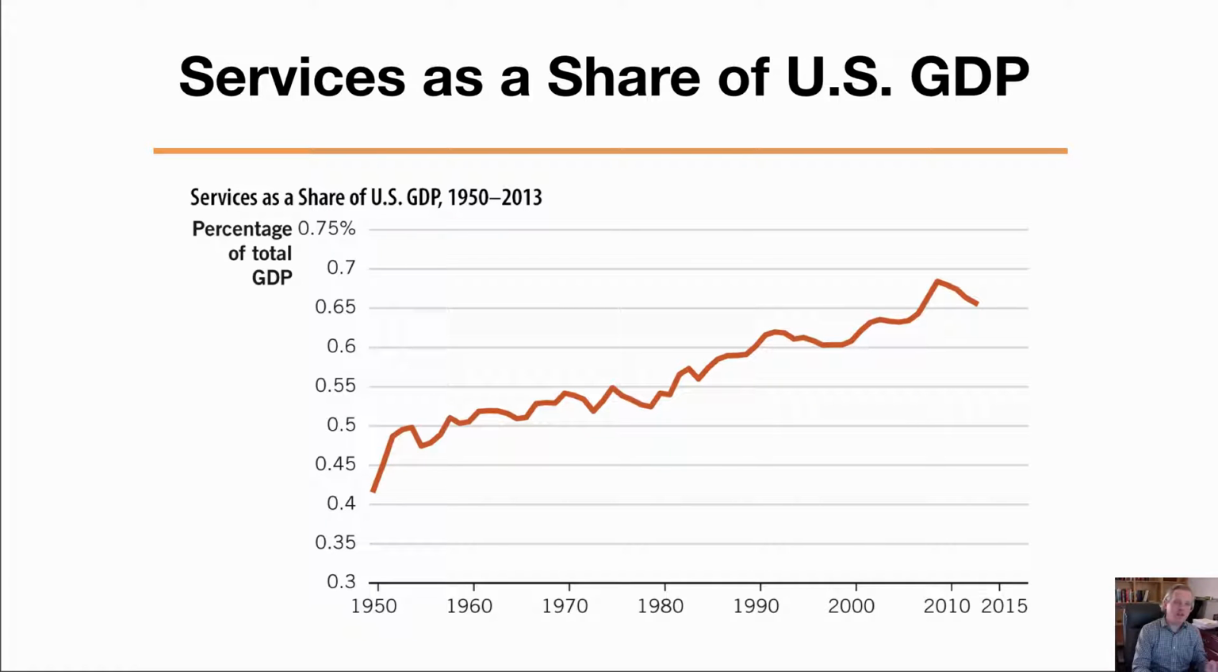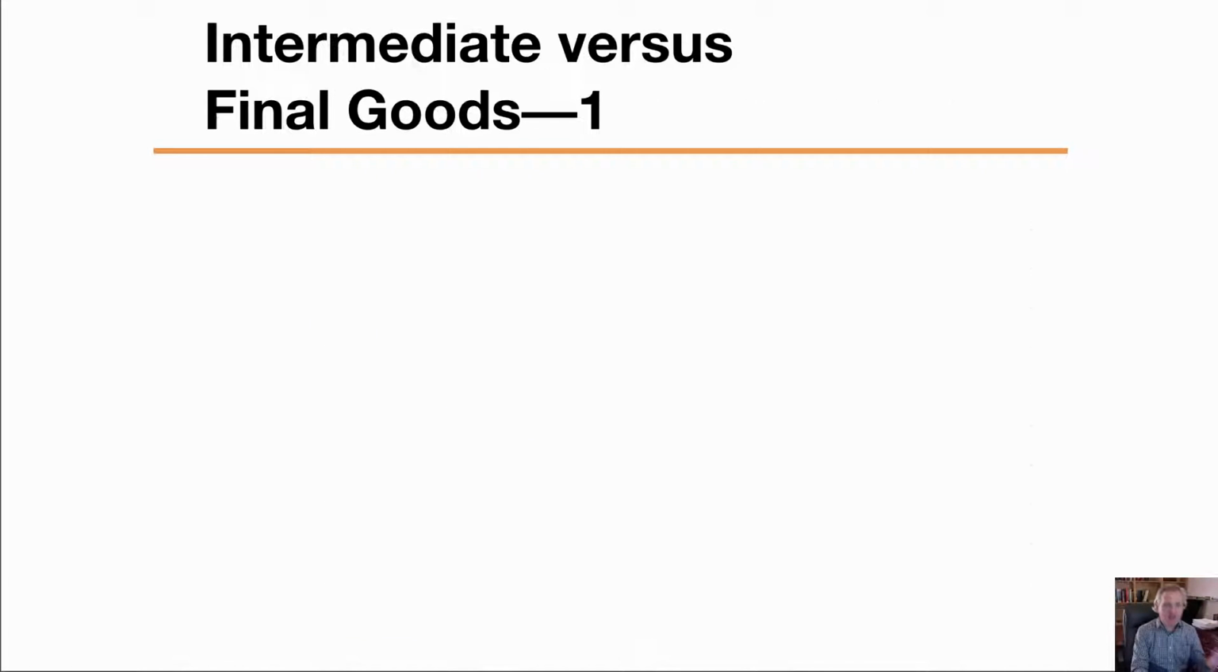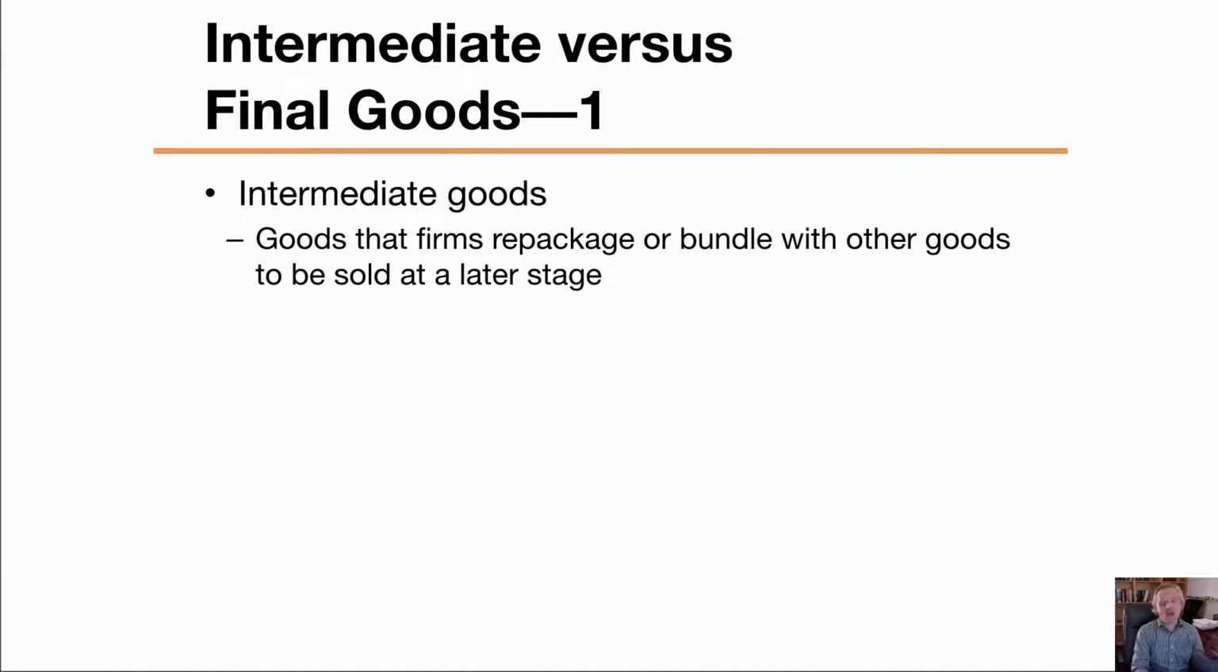In our definition of GDP, one of the things in there is the final value of the goods. What do we mean exactly by that? Well, we have this idea in macroeconomics of intermediate goods versus final goods. Intermediate goods are goods that firms repackage or bundle with other goods to be sold at a later stage.